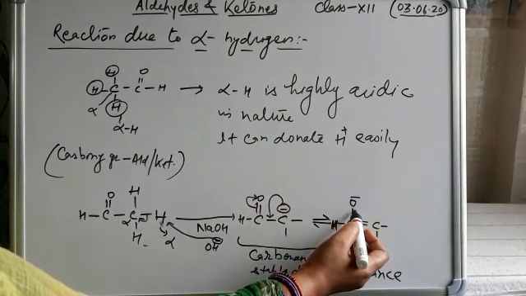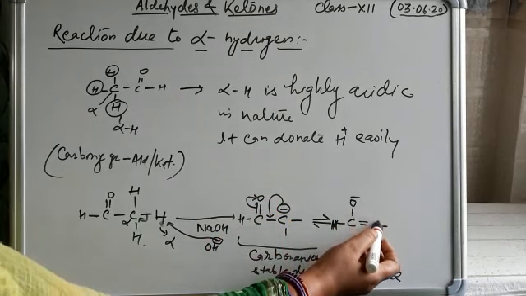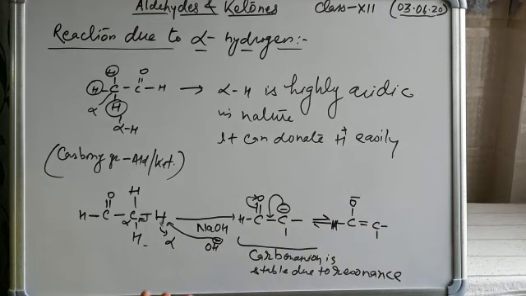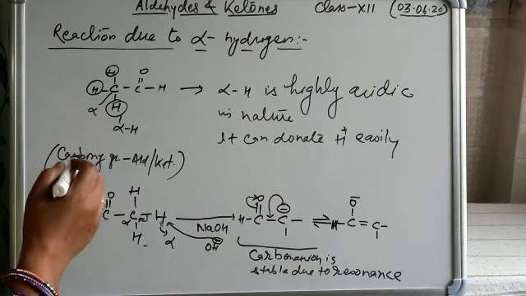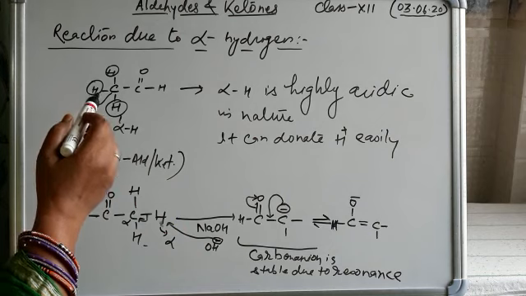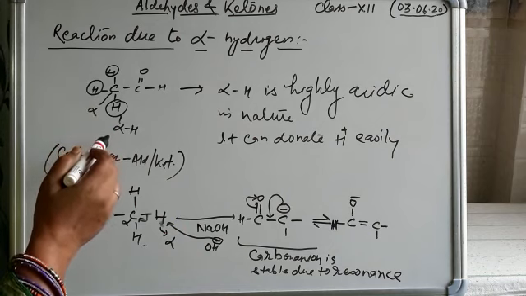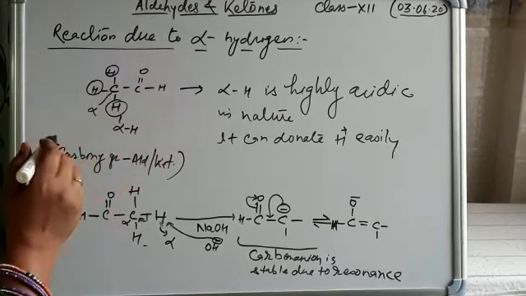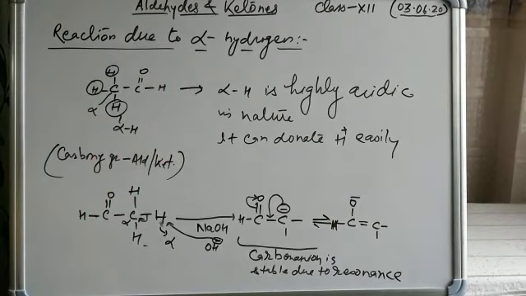When the charge comes here, and this again comes there, because of this enolic form, an electron withdrawing group is present in it. Why? Because an electron withdrawing group is present in it, so removal of H plus ion takes place easily. This is the reason for the acidic nature of alpha hydrogen. Here we studied about the reaction due to alpha hydrogen. So let's discuss the aldol condensation first.